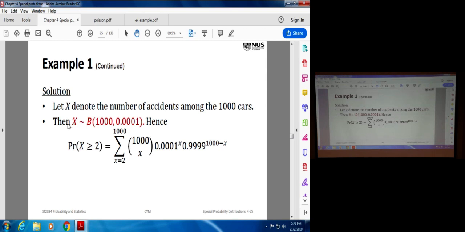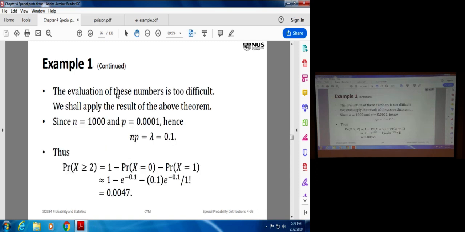Now what I want to do is compute the probability of 2 or more accidents. That's the probability X is greater than or equal to 2, which is the sum from x equals 2 to 1,000 of 1,000 choose x times 0.0001 to the x, times 0.9999 to the power 1,000 minus x. Well, you can compute this, it's straightforward. This is the same as 1 minus the probability X equals 0 minus the probability X equals 1.